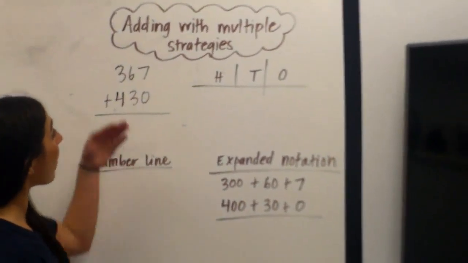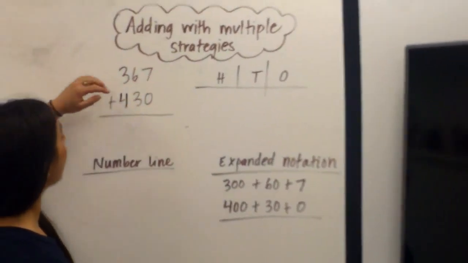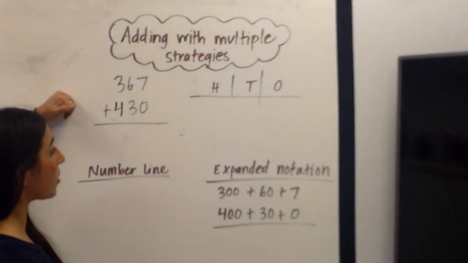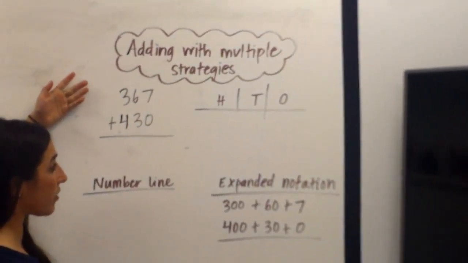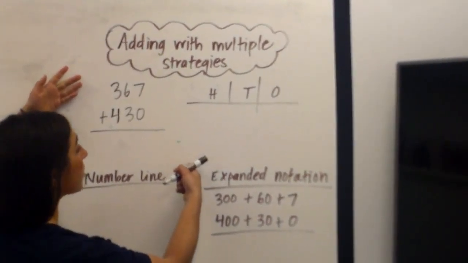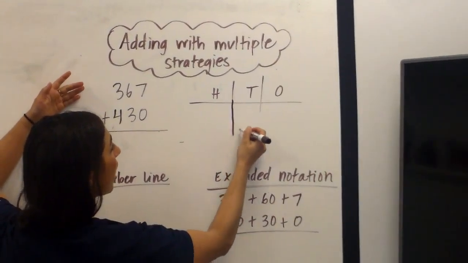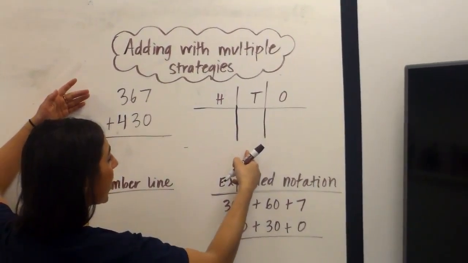Families, today we're going to talk about adding with multiple strategies. Here I have two 3-digit numbers that I'm going to add using a variety of strategies. The first one is place value blocks. Your scholar might still be using this from 2nd grade.